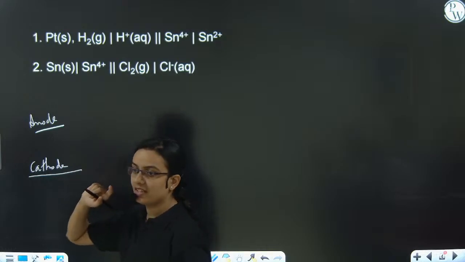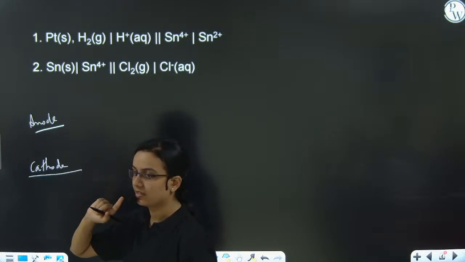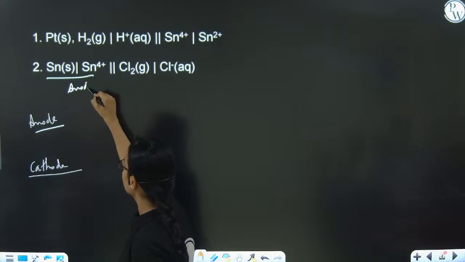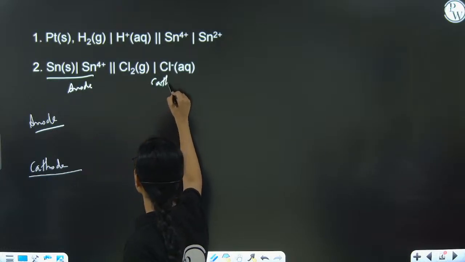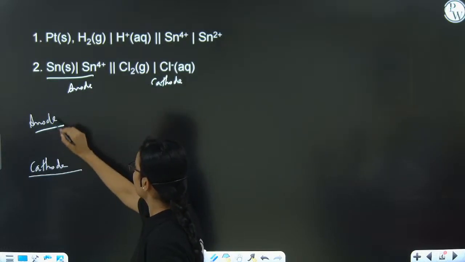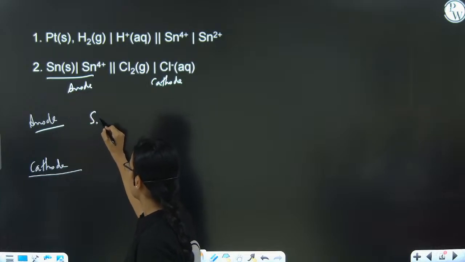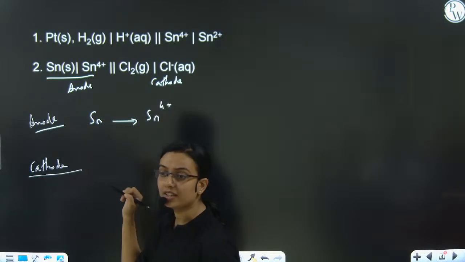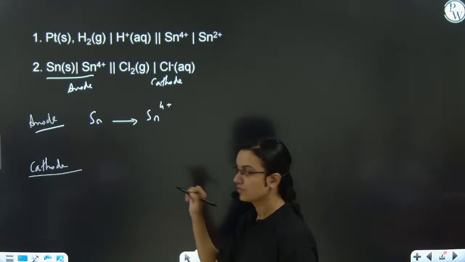For those whose first day it is today, listen carefully, I'm explaining again. On the left hand side we write anode, on the right hand side we write cathode. So in the anode, your tin Sn is converting to Sn4+. How many electrons will it lose? 4 electrons.